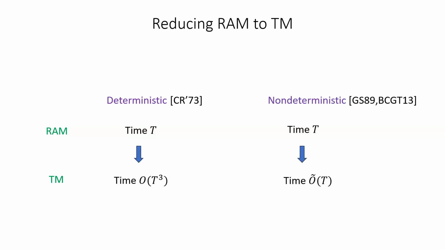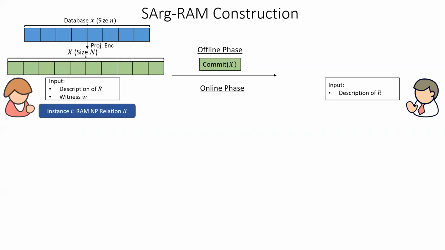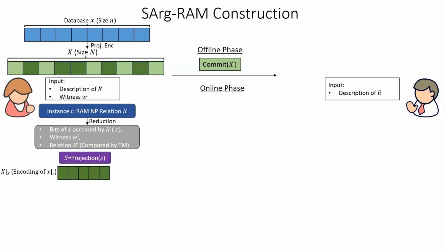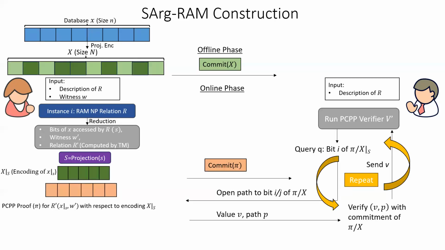And for the non-deterministic case, Gurvich and Chalet showed that this simulation overhead is quasi-linear in t. We can use either of the two results for our final goal, and we use the asymptotically tighter one to get an asymptotically tighter result in our protocol. So this is the idea. First, we apply the reduction that we discussed in the previous slide and obtain the updated witness W dash, the bits that are accessed by the RAM program, and the relation R dash that is computed by the TM. And then using the projection, we determine the projected code word and generate the PCPP proofs.